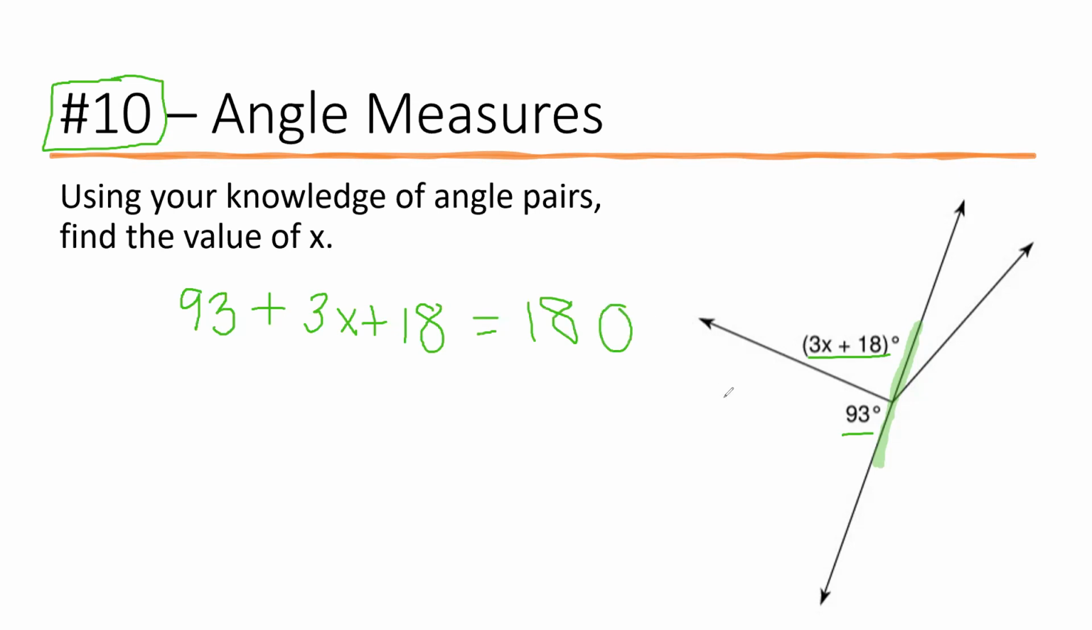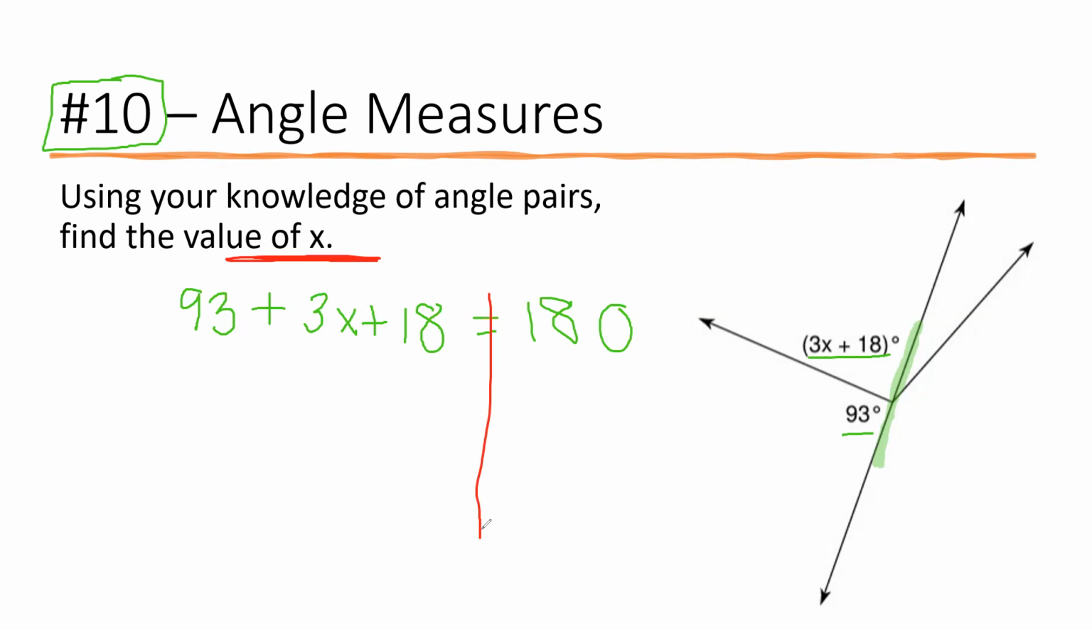Because I have that variable and all that extra information, I can't just simply take 180 minus 93 and get the answer, because our question here wants us to find the value of x. But we can set it up just like I did here as an equation. This angle of 93 plus this angle of 3x plus 18 equals 180. Now we can solve this equation for x.